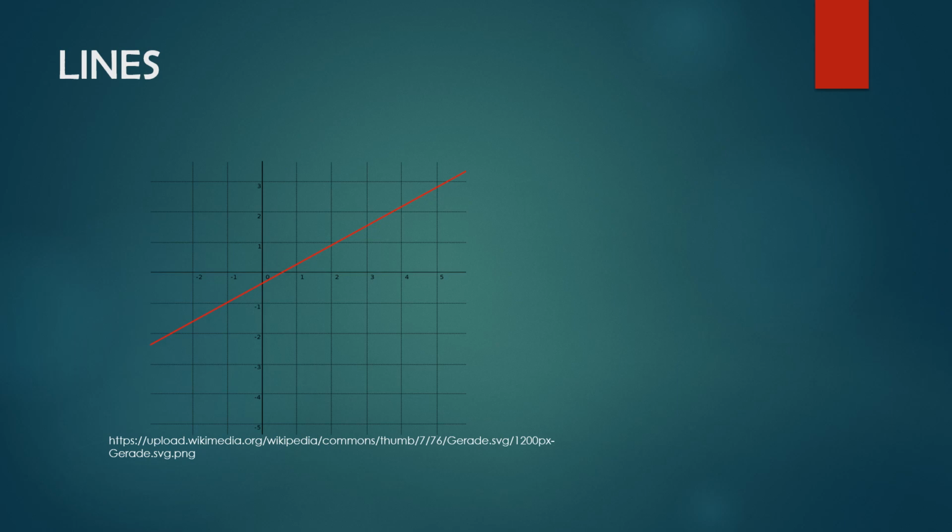Lines. A line is a one-dimensional geometric object with length but no width or depth. It can be defined by 2 points, a point and a direction, or an equation. A line segment has defined endpoints, while a line may extend infinitely in both directions.